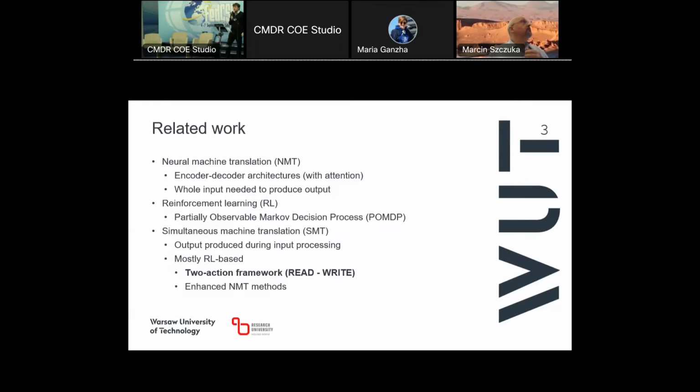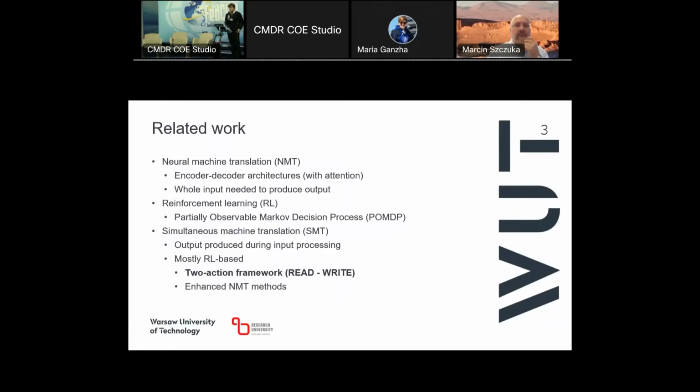And the third area that we focus on is simultaneous machine translation. The difference between SNP and NNP is that the SNP produces output during processing input, so it's more parallel. Many of these methods are reinforcement learning based, which connects the neural machine translation and reinforcement learning.